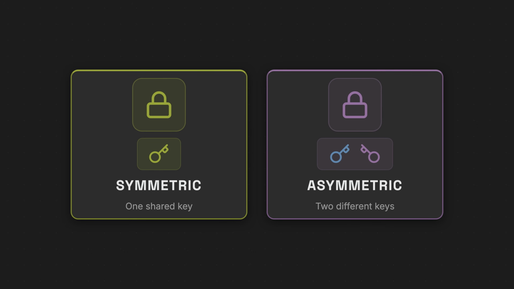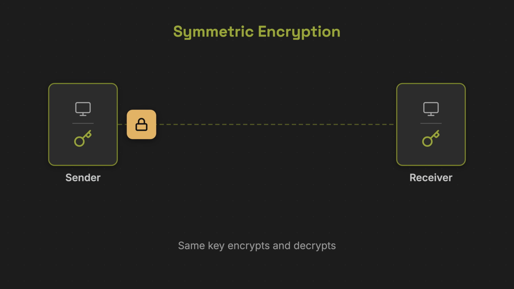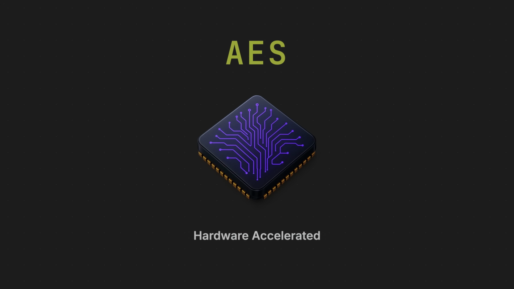TLS uses two fundamentally different types of encryption for different reasons. In symmetric encryption, both sides use the same key. One encrypts, the other decrypts. AES is the most common symmetric cipher today. It's fast. Modern CPUs have dedicated hardware instructions specifically for AES. This is what actually encrypts your session data.